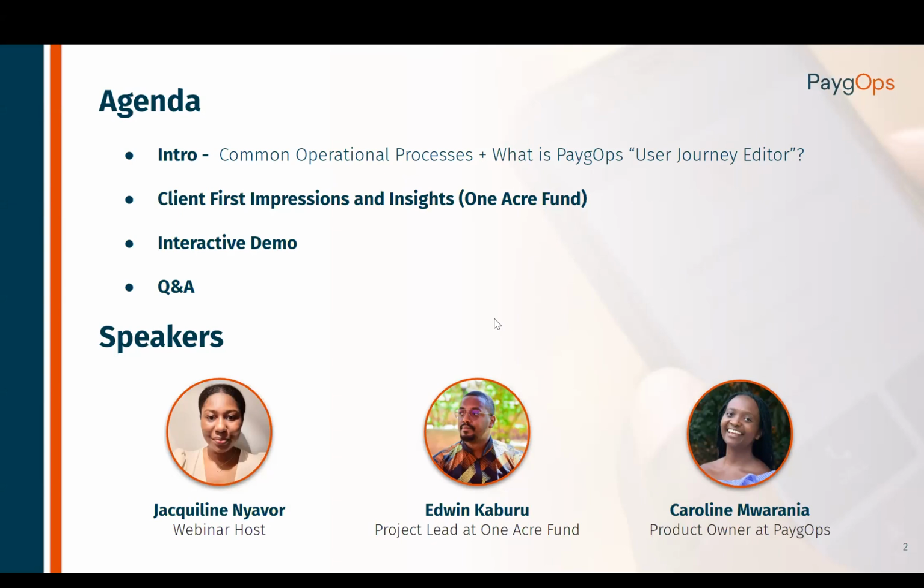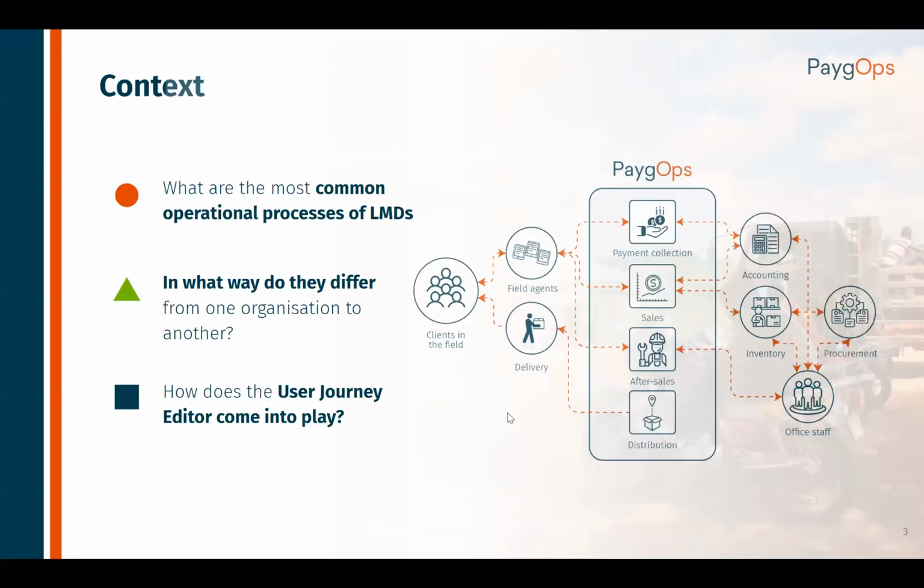So without further ado, let me jump into the context of the webinar. If you're a last mile distributor, you already know by looking at the screen that there are common processes that run through. So what are some of these common operational processes of last mile distributors? In your daily operations, you could be undertaking client onboarding, KYC processes, issue reporting, payments collection, after sales interaction, planning delivery, inventory management, and so on, like you can see on the flow chart on the screen. Now, it's a no-brainer that one organization's processes can differ greatly from another organization's processes.